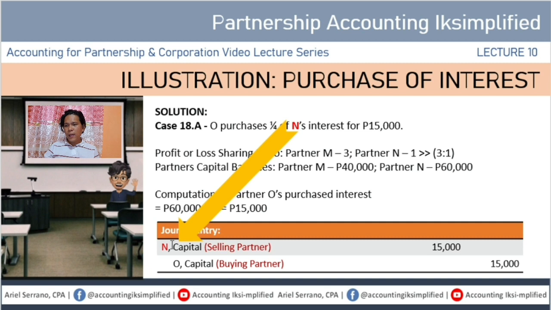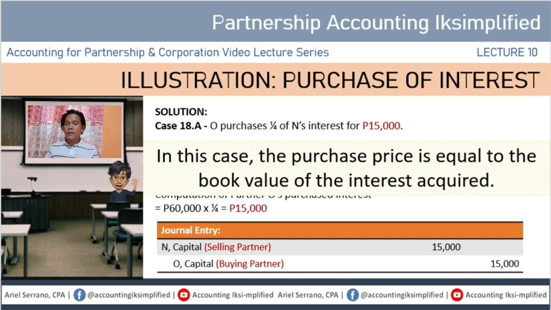Kaya dito makikita mo N capital, which is the selling partner, debit 15,000 and credit O capital, which is the buying partner, for 15,000. So notice na walang involved na cash dito or walang asset movement. It's more of an equity movement. Transfer of interest from the selling partner to the buying partner. Okay, so ganun lang ito. Now, notice for the case 18.A or dito sa scenario A, yung purchase price equal to the book value of the interest acquired. Inuulit ko lang kagaya ng nabanggit ko na kanina.